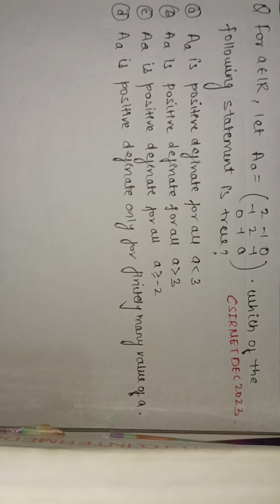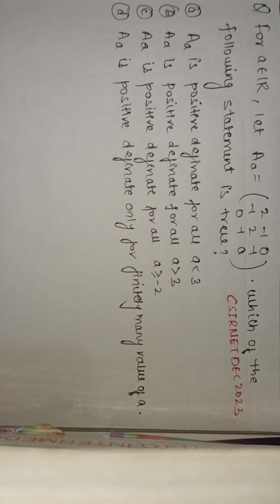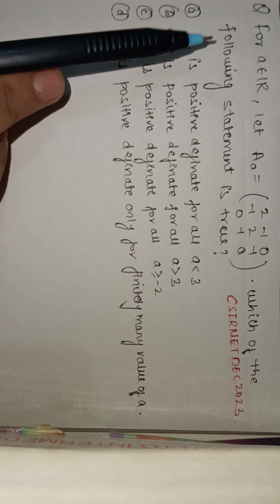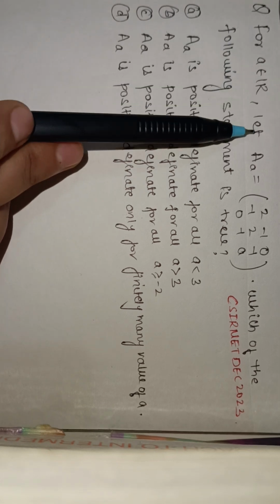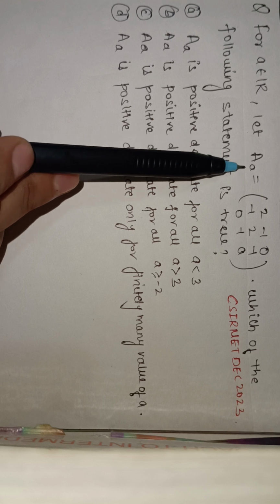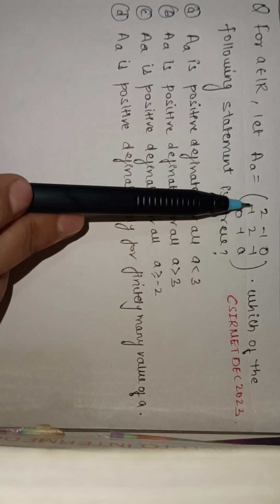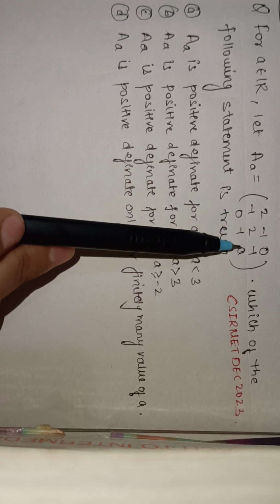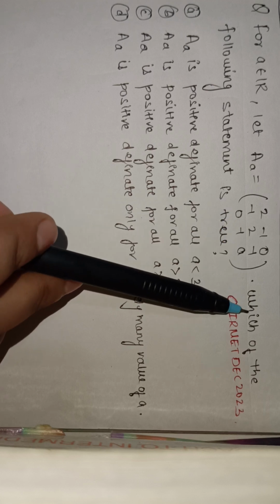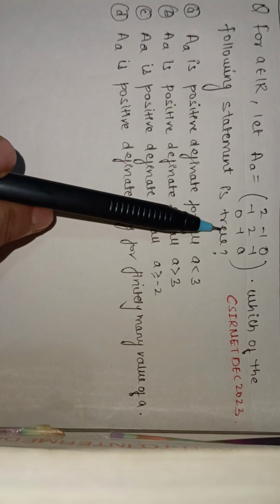In this video lecture, I am going to discuss the next PYQ of Linear Algebra asked in CSIR NET December 2023. Our question is, for a belongs to R, let A(a) be the matrix 2, -1, 0; -1, 2, -1; 0, -1, a. Which of the following statements is true?